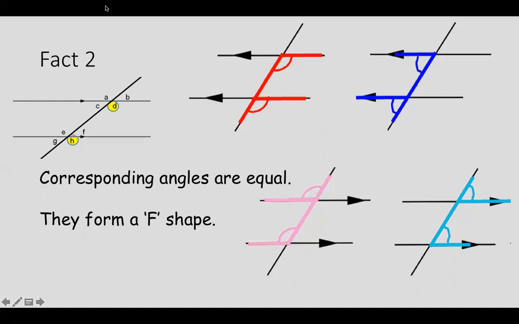Kavishka, which angles are the same here? Can you tell me? D and H are the same. Some more? A and E are the same. B and F. C and G. And H and D. Yeah, thank you.